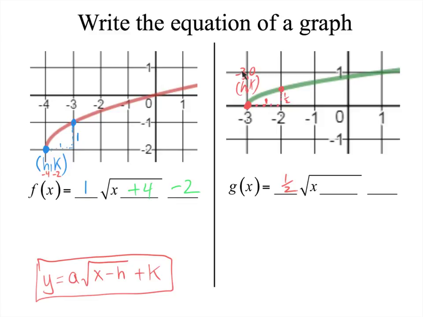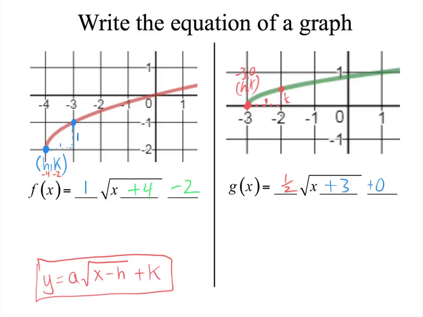Now, our HK is -3, 0. So for H, it's going to be the opposite of -3. So the opposite of -3 is going to be a +3. And your K is going to be 0 plus 0. Now, technically, do we need to put +0 here? No. But I'm putting it because I have these spots that I want to put them.